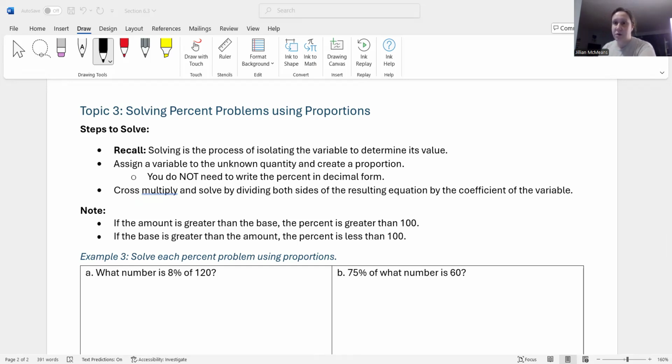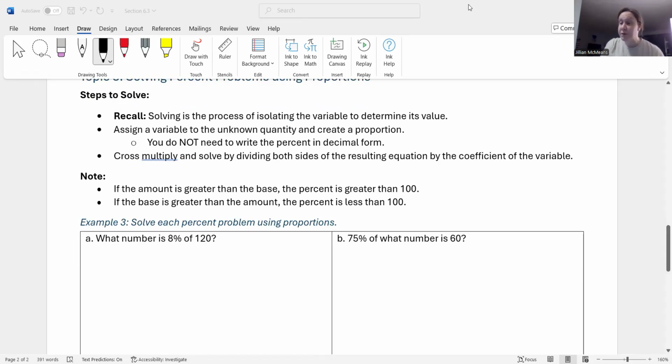I'm not going to have time to do both methods for every problem though, okay? So kind of choose the one you like the most. However, if you are going into a course with lots of algebra, it might be worth really understanding the equation method instead of the proportion method. Okay? Now, steps for solving. Solving, we have to remind ourselves, is the process of isolating the variable to determine its value. We've already solved proportions. We've done this before. This is nothing new. Okay?